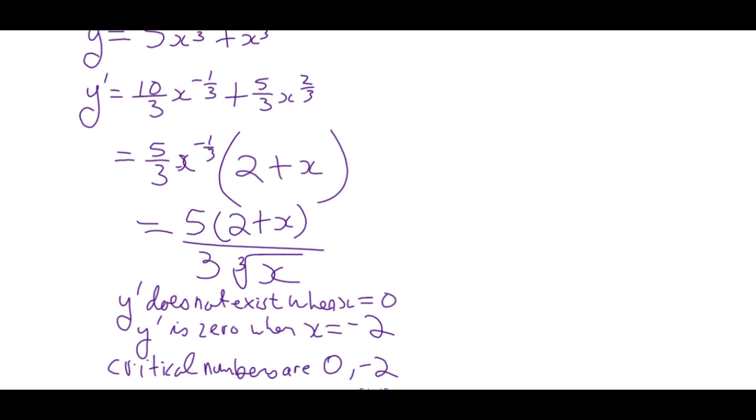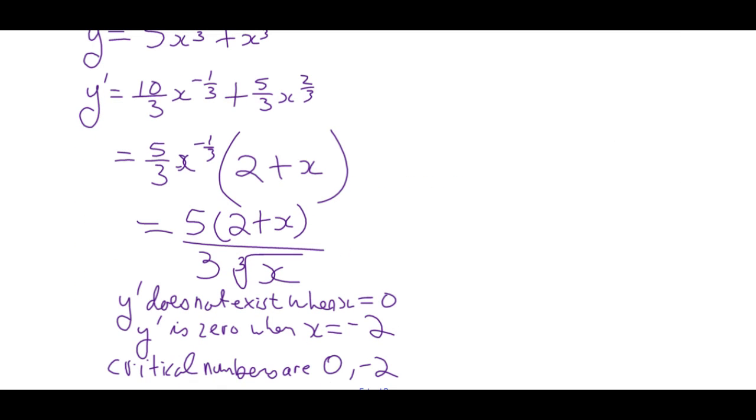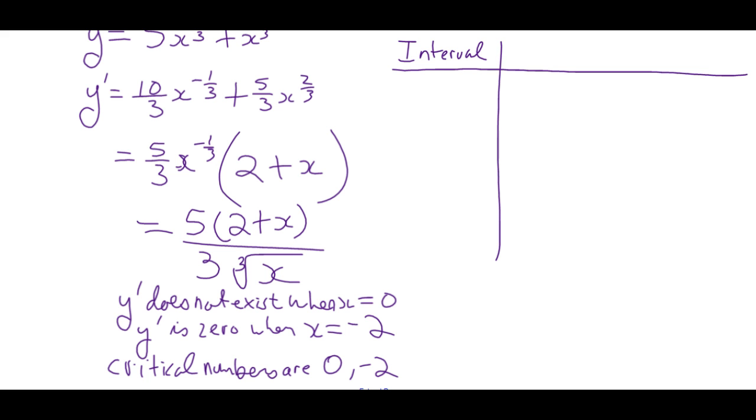Okay, so we are going to look at the intervals. So make a little chart here. We've got an interval. We're splitting the number line up, we've got two values there, negative 2 and 0. So we've got x less than negative 2. We've got x between negative 2 and 0. And we've got x greater than 0.